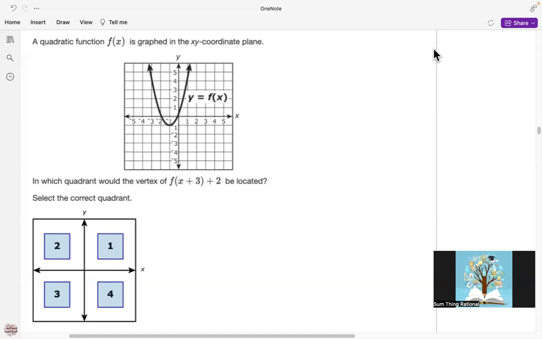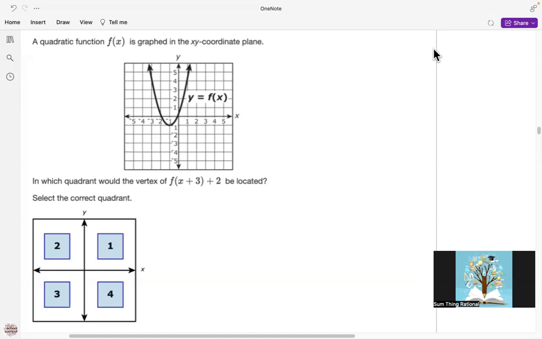We have been solving NJSLA release item questions about quadratic functions and their features. Here is one of the questions. Feel free to pause the video first. Then we will come back and solve the question together.